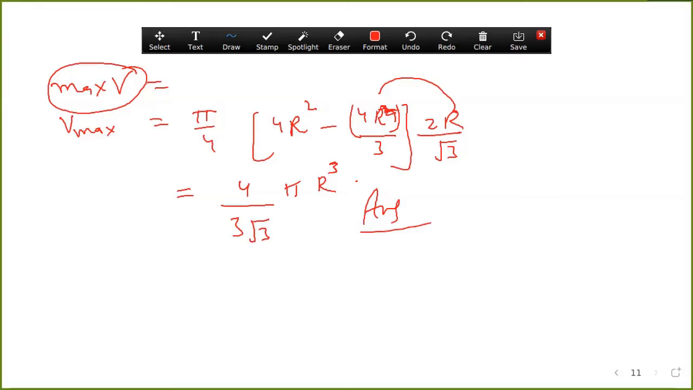Now try one question on your own, that is question number 18. Do this question now. And this is the completion of the chapter. We have done the miscellaneous exercise of chapter 6. Now do the questions.